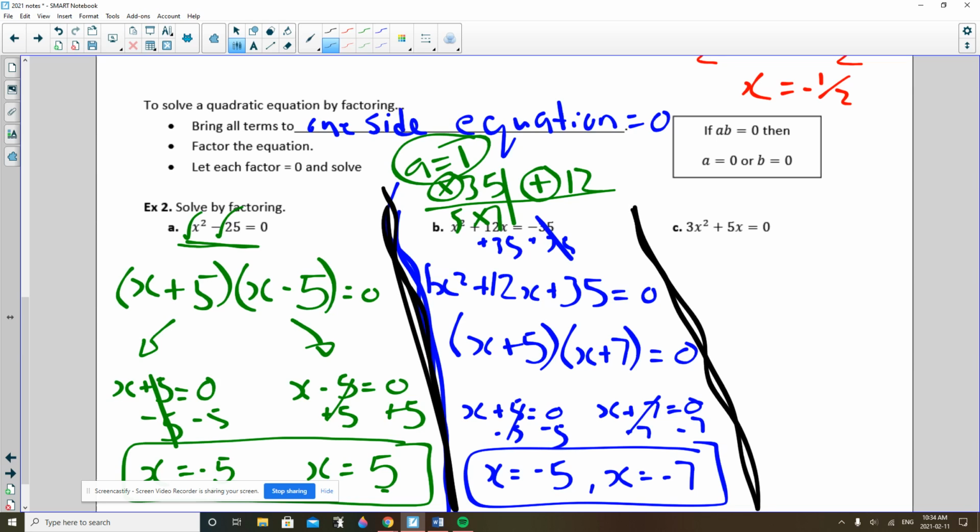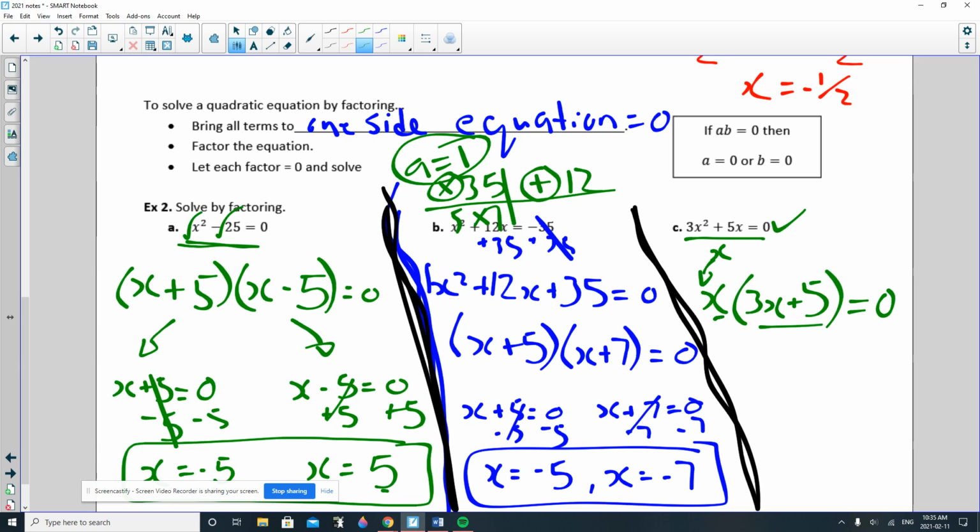And C, so 3x squared plus 5x equals 0. Got to go through my steps. The very first thing I want to do, if possible, is remove a greatest common factor. And I can actually remove a greatest common factor here. And this equals 0, so I don't have to move anything. From x squared and x, I can remove a greatest common factor of x. So I'm left with x. And then 3x squared divided by x is 3x, and 5x divided by x is plus 5, equals 0. And I can't factor that anymore because it's no longer a quadratic; it doesn't have a higher degree.